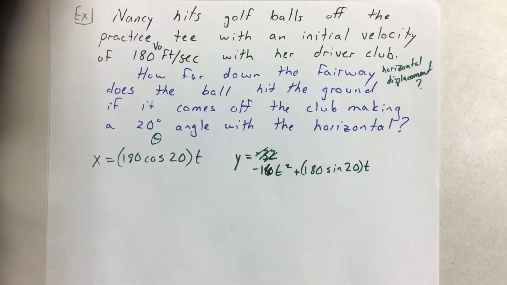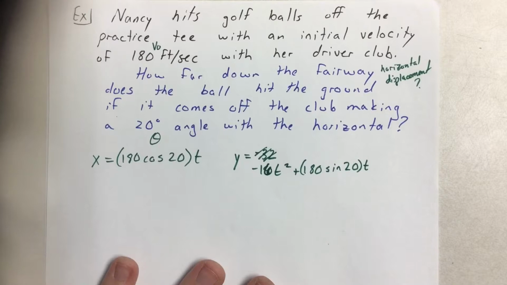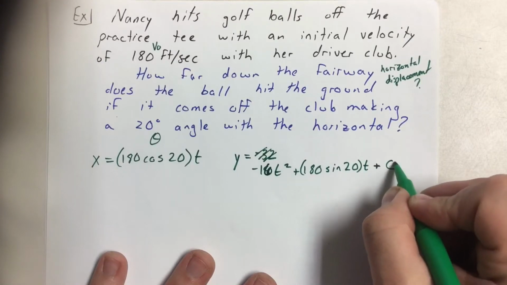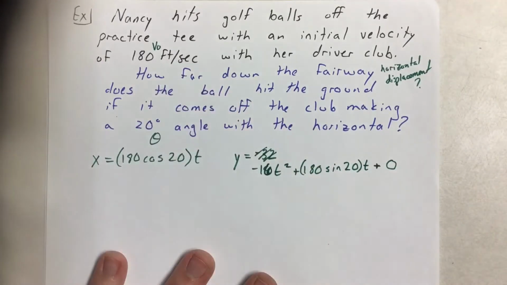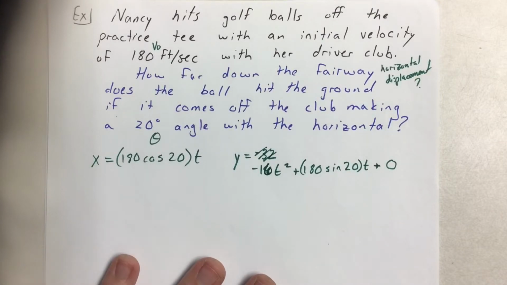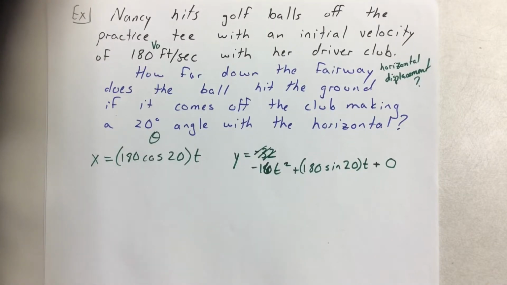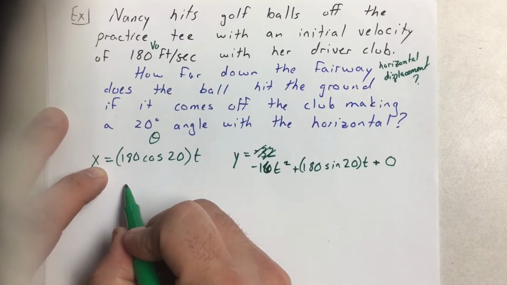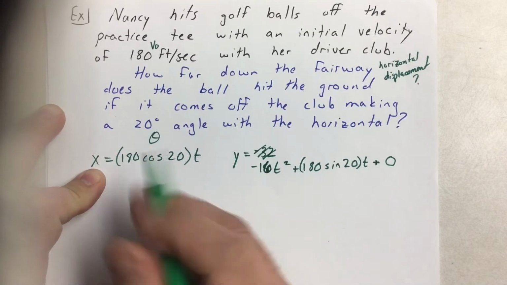And thinking of what our initial height is, well, we're hitting off of a tee, so we can assume that the vertical height is so small that our vertical height at the beginning is 0. Again, because it's rather small compared to what it's going to end up being throughout the path. Okay, so we desire how far down the path, this x. We need to first find the time. How long will it take to land?